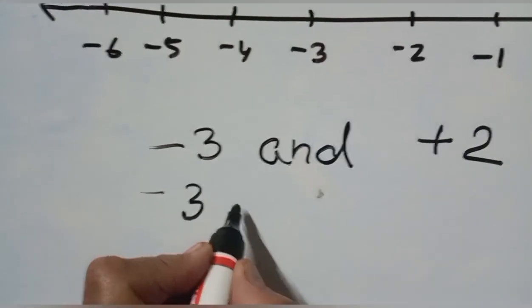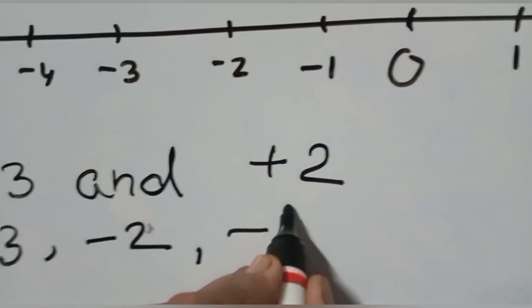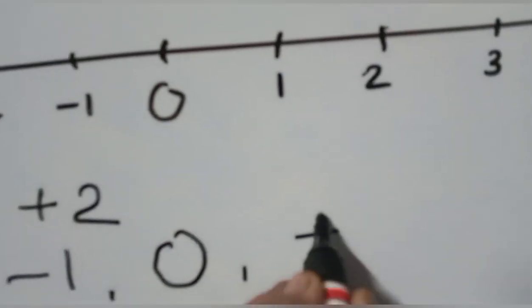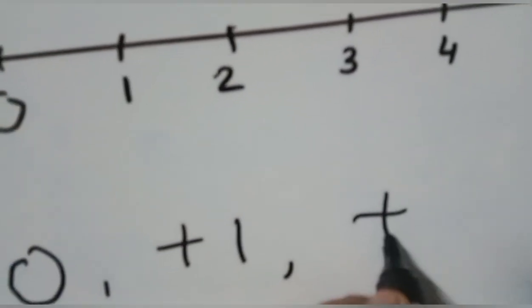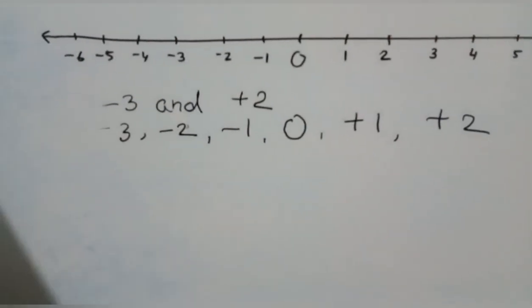Minus 3, minus 2, minus 1, 0, plus 1, plus 2. These are the numbers between minus 3 and plus 2.